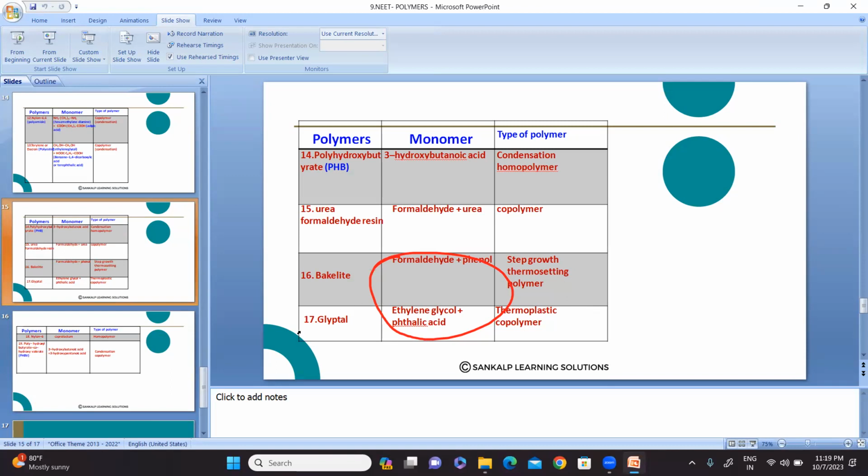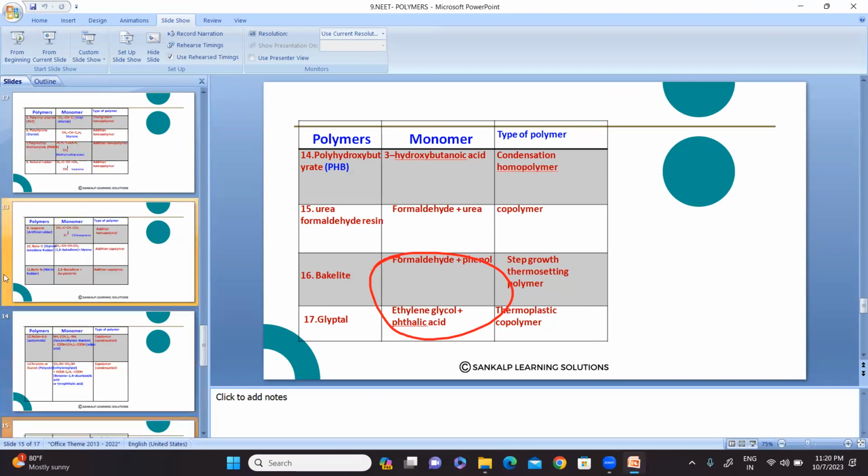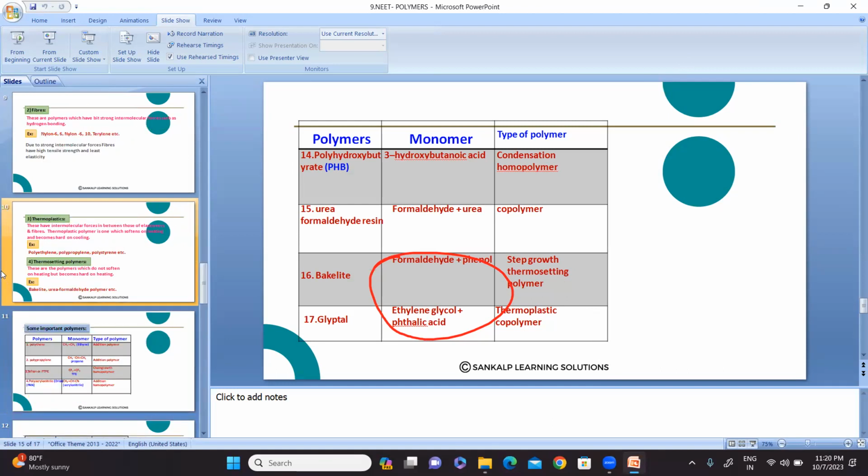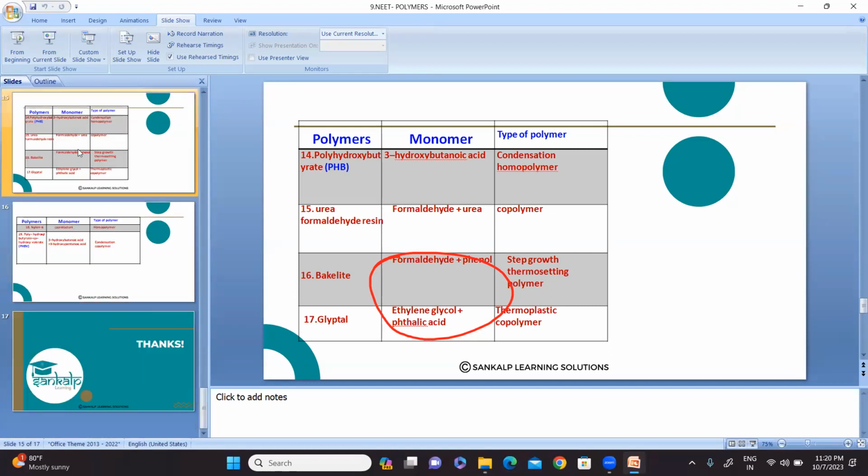Next is glyptal. The monomers are ethylene glycol and phthalic acid. This is a thermoplastic polymer. So what does thermoplastic polymer mean? It softens on heating. When you heat it, it gets softened, and when you cool it, it becomes hard. So this is the nature of thermoplastics, and this is an example of a thermoplastic polymer.